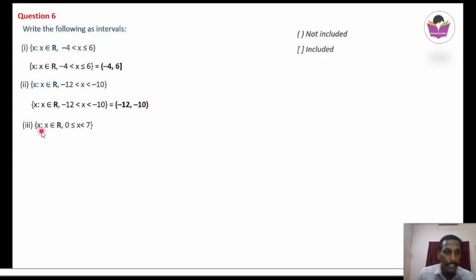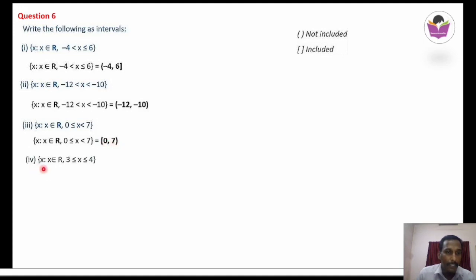Next is x such that x is an element of R, 0 ≤ x < 7. Here, less than or equal to is there, which means 0 is included, so a square bracket here. And here equal to is not there, which means 7 we will not consider, so an open bracket. So we will be writing it as [0, 7).